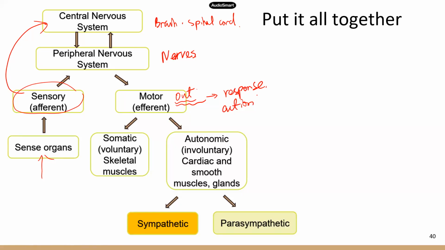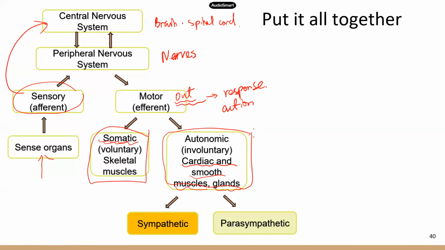All right, now when you look at the motor division, the efferent division, there are two different areas. The first one is somatic, okay? Because like I said earlier, the effector organ could be a skeletal muscle, right? Now, the skeletal muscles are under voluntary control. So that's going to be the somatic section. And some of the effector organs are under involuntary control, meaning they're autonomic, right? You cannot consciously control that. They're on autopilot. So cardiac and smooth muscles, as well as glands, are under involuntary control. Now, when you look closely at the autonomic nervous system, it can further be divided into two divisions, right?